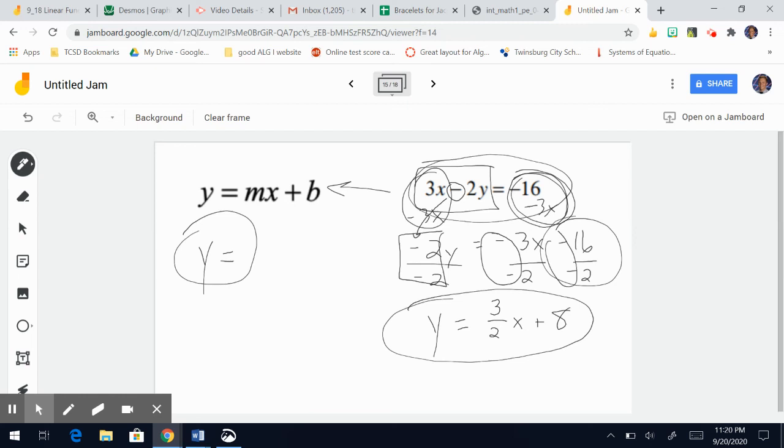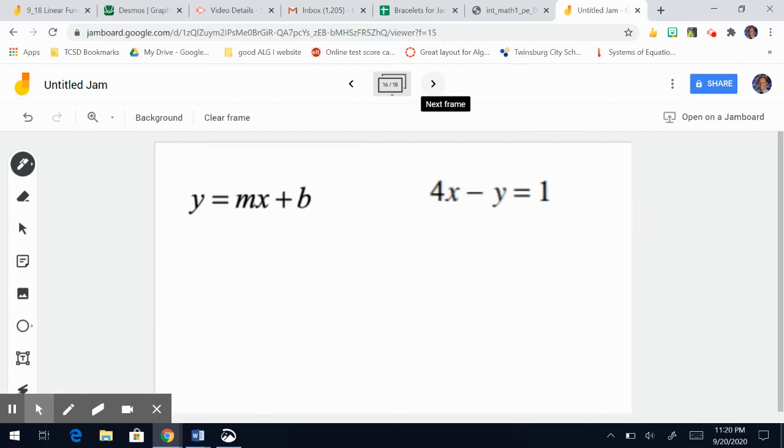plus 8. Again, this is my rate of change, 3 over 2. And then my y-intercept, where I'm going to start graphing on a coordinate grid, would be at positive 8. So up 8. So nice, let's do it again. We want to say y equals. The first words out of my mouth here are 4x. So I want that to move to the other side.